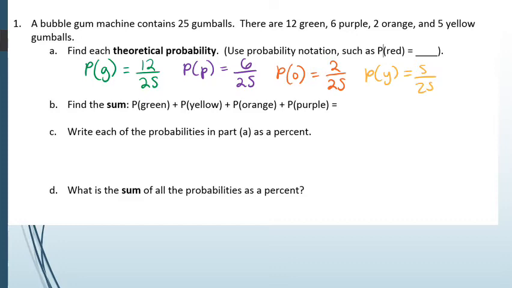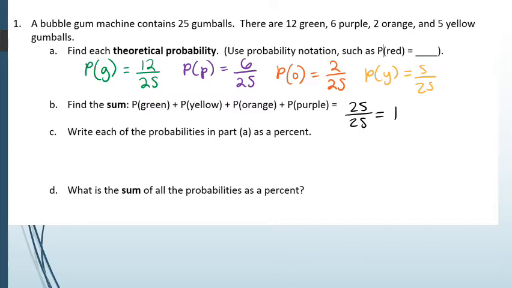Find the sum of all of those probabilities. When we add up all those probabilities, 12/25 plus 6/25 plus 2/25 plus 5/25, we get a total of 25/25, which is equal to 1 whole.